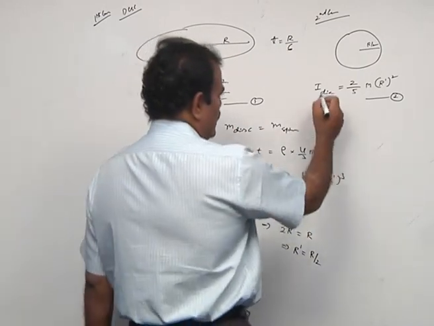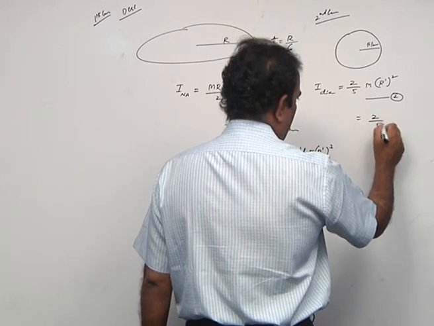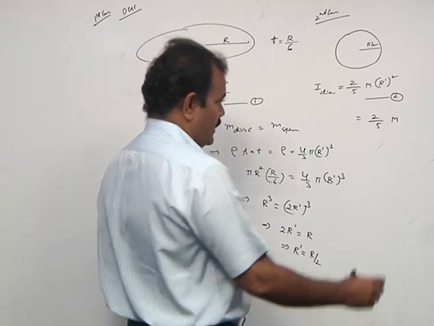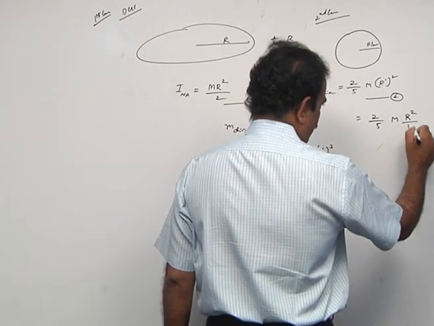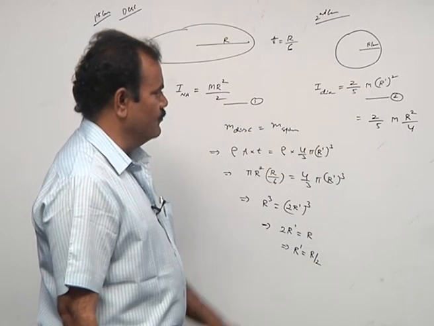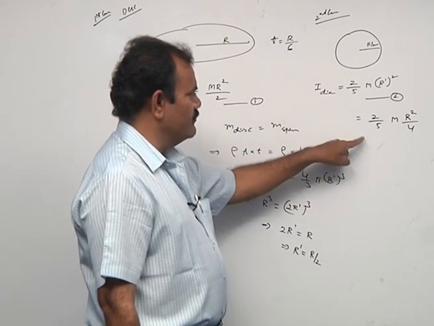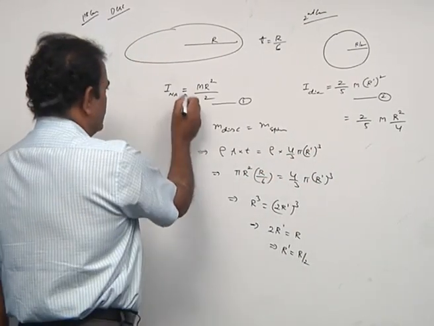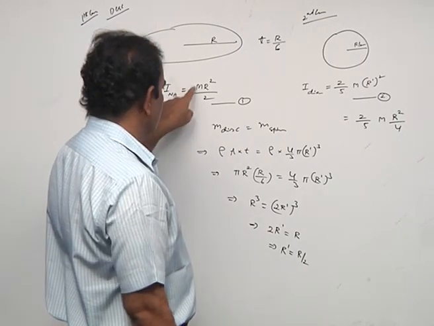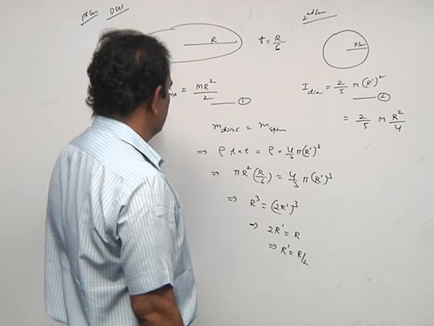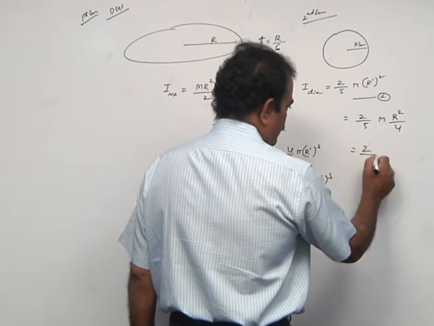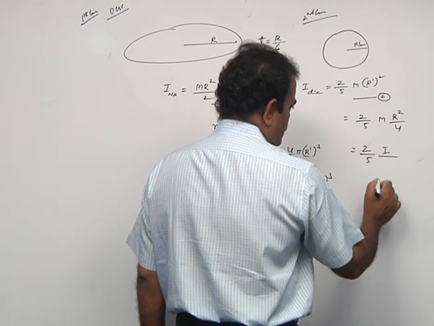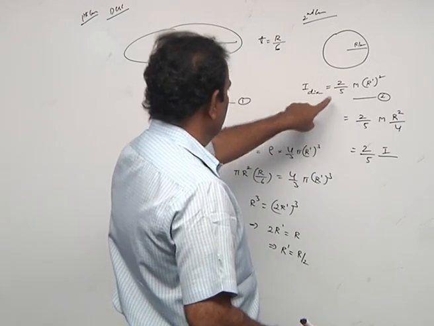Now we are coming to this: I dia is equal to 2 by 5 m r dash square. In place of r dash, we can apply r by 2, so it is r square by 4. So 2 by 5 m r square by 4. Now the answer should be given in terms of I only, because already you mentioned that the INA is nothing but I. So m r square is equal to 2I. In place of m r square, I to be taken, 2 by 5 m r square.